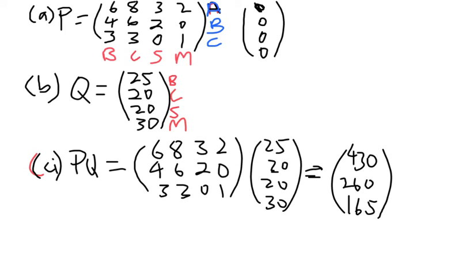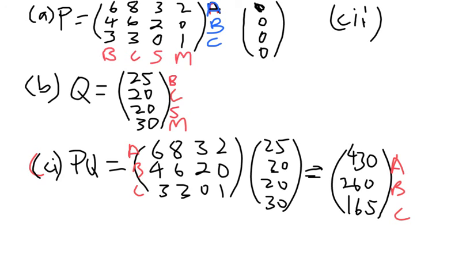Now we are asked to explain what the elements in the matrix PQ represent. To explain this, I think what you may have figured out is that actually down here we are finding out the total money earned by bakeries A, B, and C. This is bakery A, B, and C. Okay, this is where we got it from: A, B, and C.